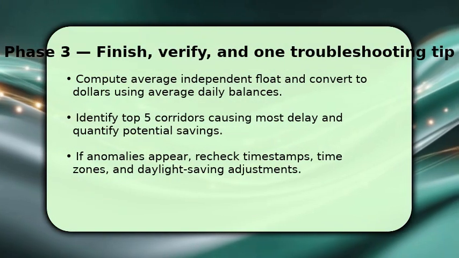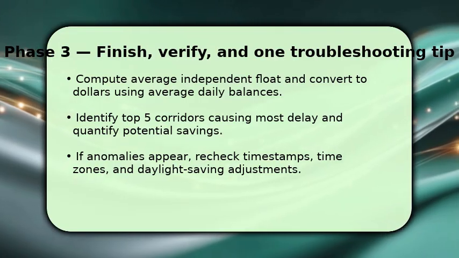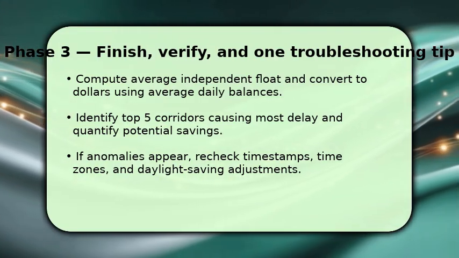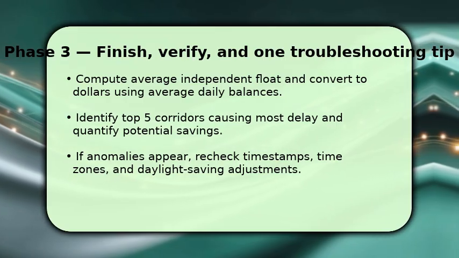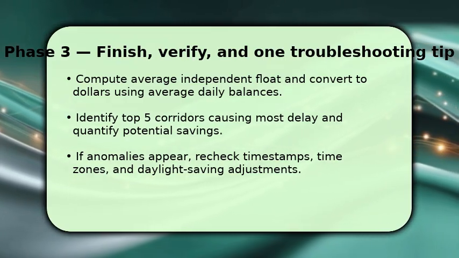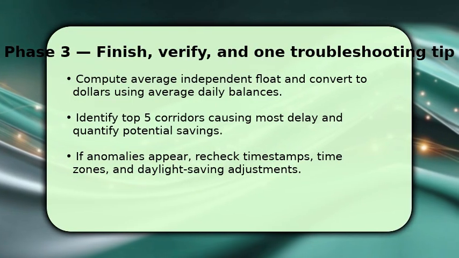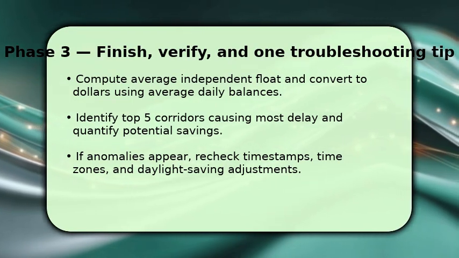Finally, compute average independent float in days and convert to dollar impact by multiplying average daily balance by the float days. This gives you a clear cost metric. Then rank the top 5 corridors or processors by contribution and quantify potential savings from mitigation.